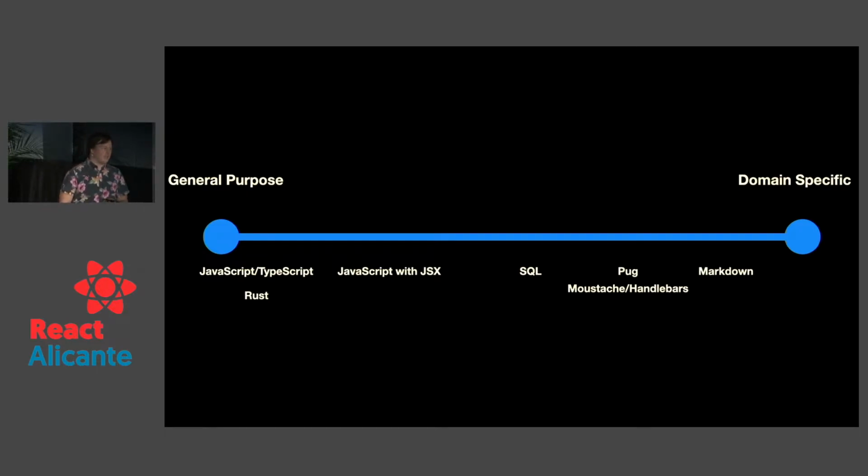Right at the domain-specific end, you can think about languages like Markdown. You wouldn't necessarily think about it as a programming language, but it is text that is ultimately evaluated by a computer. And really, it has only one purpose, which is to generate some form of rich text document from text. And it's really this end of the spectrum, these domain-specific languages, I want to talk about today.